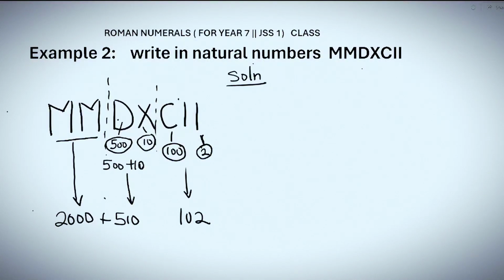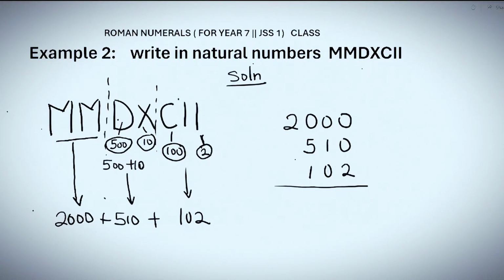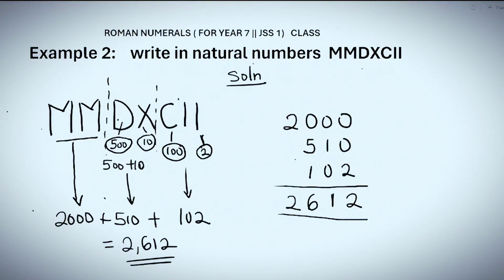We have 2000 plus 510 plus 102. If we take the sum of both, I believe we're going to have 2000. And then we have 510. And then what do we have? We have 102. So if we add all of them, if we add this, we have 2. If we add this, we have 1. If we add this, we have 6, and we have 2. So the answer is 2612. That's the final answer to this question.